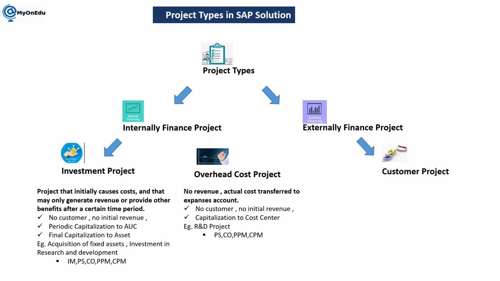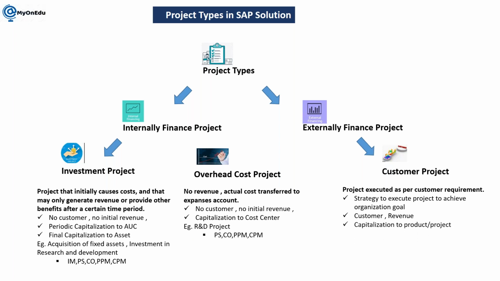Externally financed projects are customer projects, where your organization executes projects for their customers. The project is executed as per customer requirement, with a strategy to execute the project to achieve organization goals. Then we will have a customer and we will have revenue, whereas investment projects and overhead cost projects will not have revenue and there will be no customer. Capitalization is to product or project as per your requirement, and here we can manage it in PS, SD, CO, PPM, and CPM. One example here is engineering, construction, and operation.